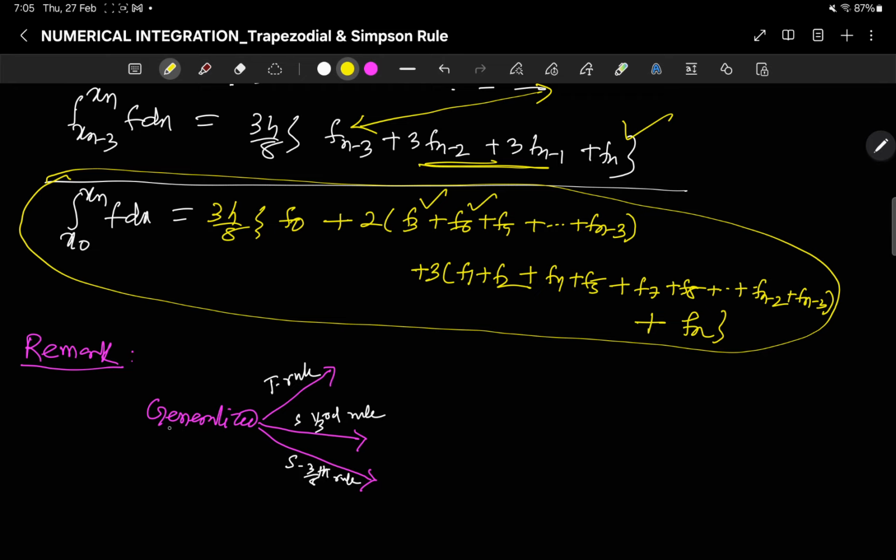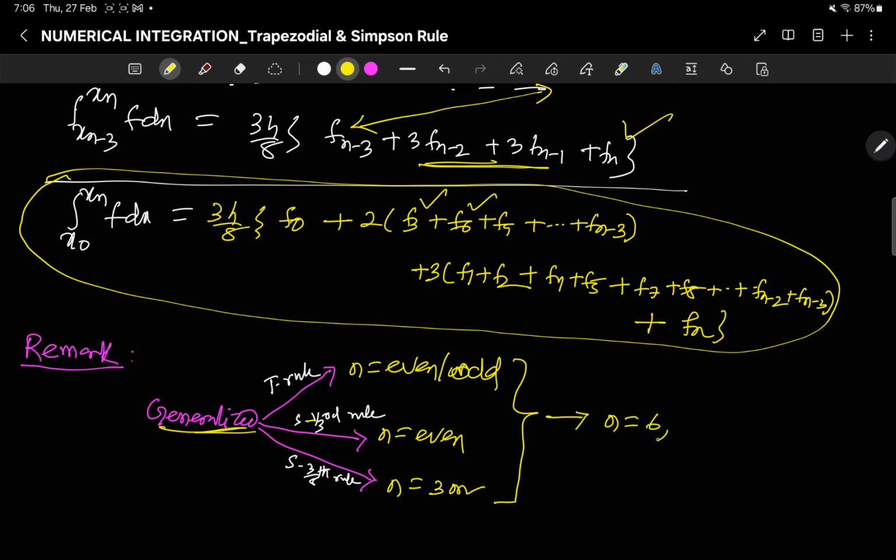Now coming to a general remark, for the generalized trapezoidal rule we need n even or odd, anything. For Simpson's 1/3 we need n even. For Simpson's 3/8 we need n a multiple of 3. Now if all these rules are to work simultaneously, if I take n equal to 6 or n equal to 12, the LCM of 2 and 3 is 6, so a multiple of 6 will work for all the formulas. Okay, n equal to 18 and these rules will work.